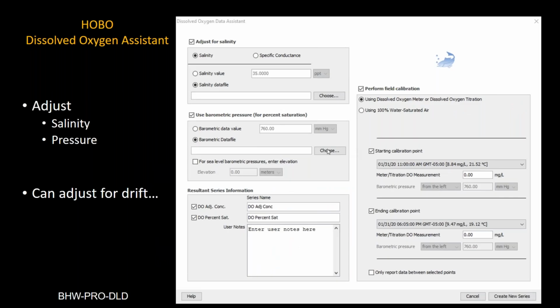Last slide is talking about the Dissolved Oxygen Assistant. It's something that's available in the HoboWare Pro. We kind of avoided this for a while, and then we realized this is so important to be able to adjust for salinity, right, using those U24 loggers, and for barometric pressure using the U20s. It's so easy to do with their assistant. And like I said, we can adjust for drift using their field calibration, but we typically don't need to with the kind of fouling procedures that we've taken into account.